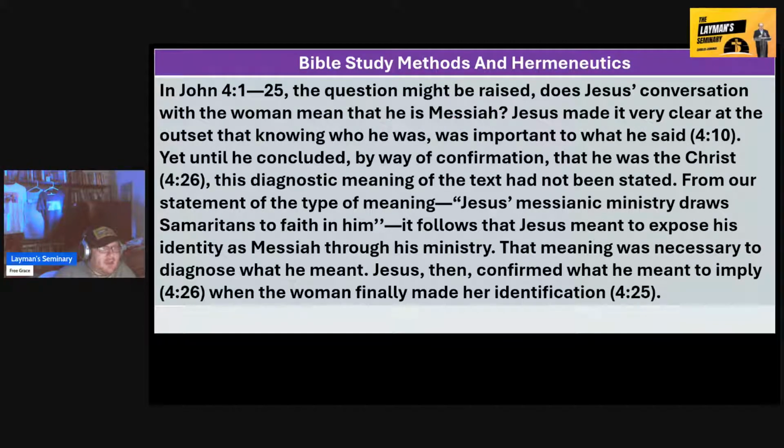Jesus made it very clear at the outset that knowing who he was is important to what he said. Yet, until he concluded by way of confirmation that he was the Christ, this diagnostic meaning of the text had not been stated. From our statement of the type of meaning, Jesus' Messianic ministry draws Samaritans to faith in him, it follows that Jesus meant to expose his identity as a Messiah through his ministry. That meaning was necessary to diagnose what he meant. Jesus then confirmed what he meant to imply when the woman finally made her identification.